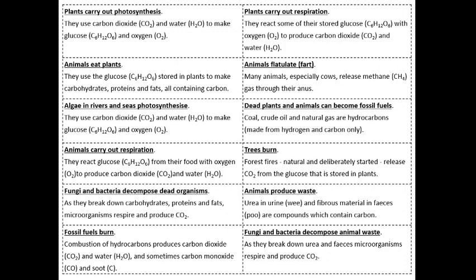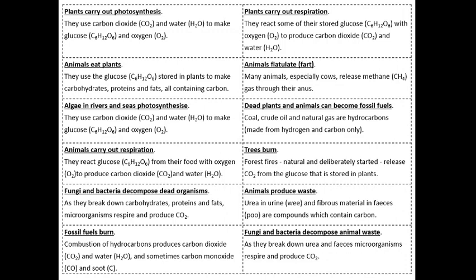Algae in rivers and seas photosynthesize. They use carbon dioxide, CO2, and water, H2O, to make glucose, C6H12O6, and oxygen, O2. Dead plants and animals can become fossil fuels. Coal, crude oil, and natural gas are hydrocarbons, made from hydrogen and carbon only. Animals carry out respiration. They react glucose, C6H12O6, from their food with oxygen, O2, to produce carbon dioxide, CO2, and water, H2O.